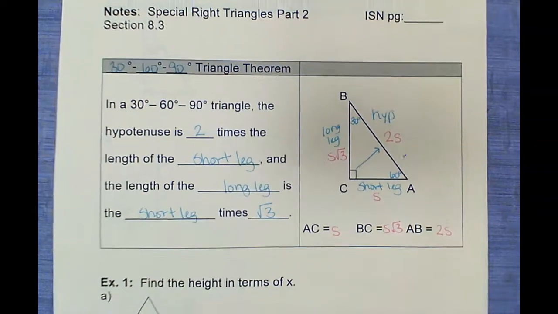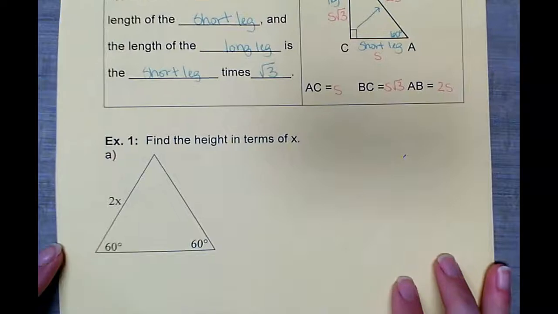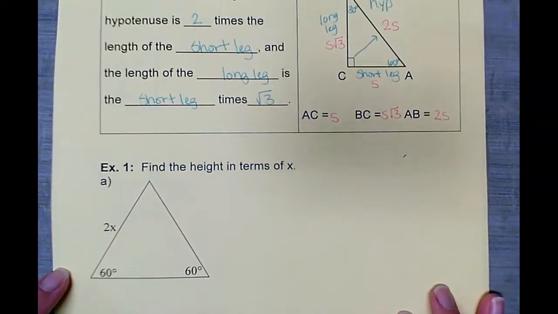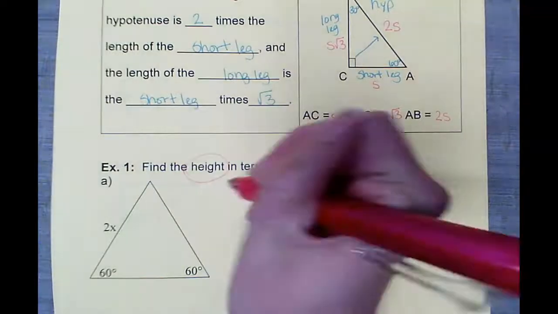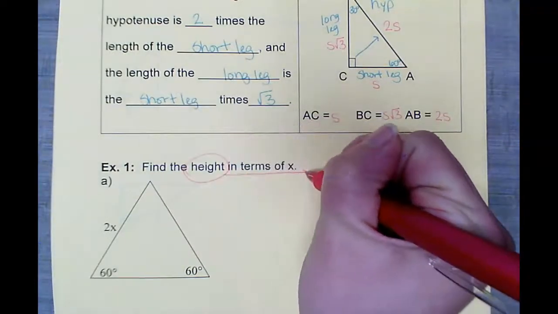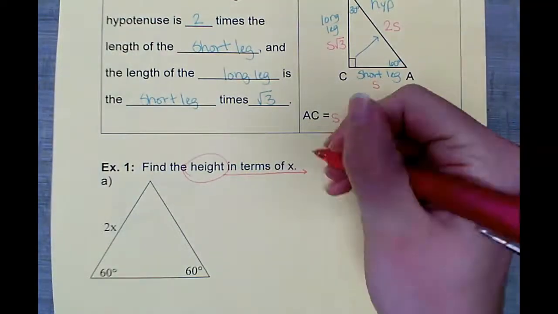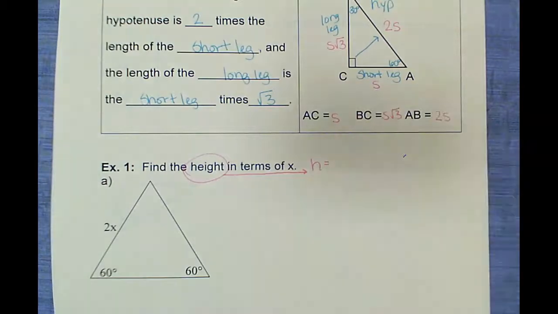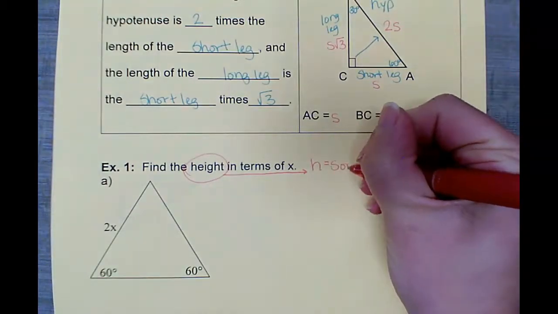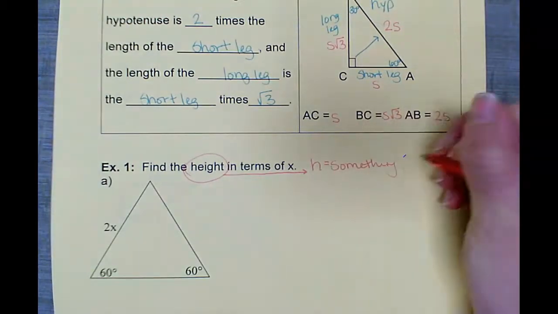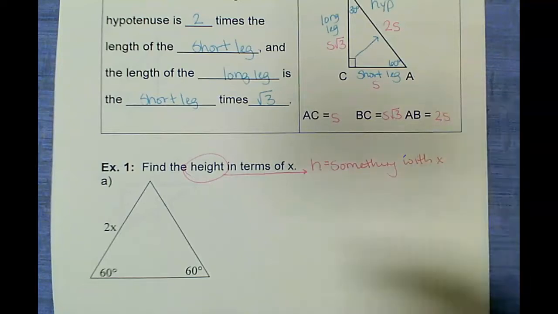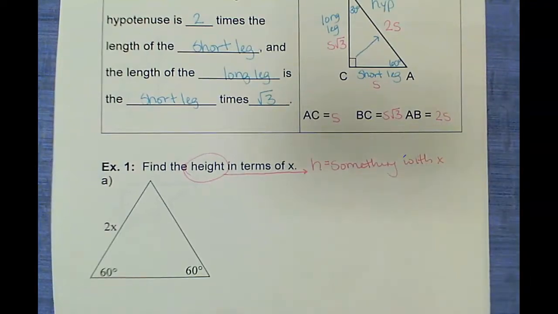So in our example, my screen's not big enough to hold all of that, but Example 1 says find the height in terms of x. So remember that you're calculating something for the height, we'll call it h, and it's going to equal something with x. Not an actual number, not a whole number, not an integer. It's going to equal an expression that has x in it. That's what it means to be in terms of x.